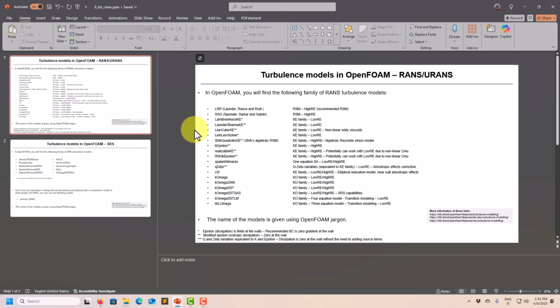Welcome back. So let's summarize what we have done so far in this playlist. First of all, if you reach this point, congratulations. We covered a lot. I know it was a long playlist, but as you can see, we covered all RANS models that we have in OpenFOAM. We have many options, and we talked only about RANS.